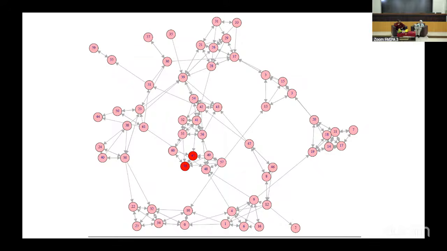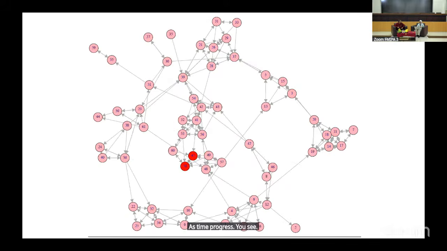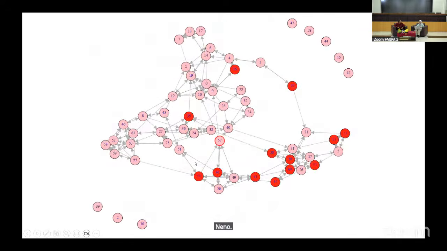Oh yeah, that's the data. That's it. Okay, and then as time progresses, you see the one that is 59, they're no longer there, out of school. But look at the number of students that smoke.